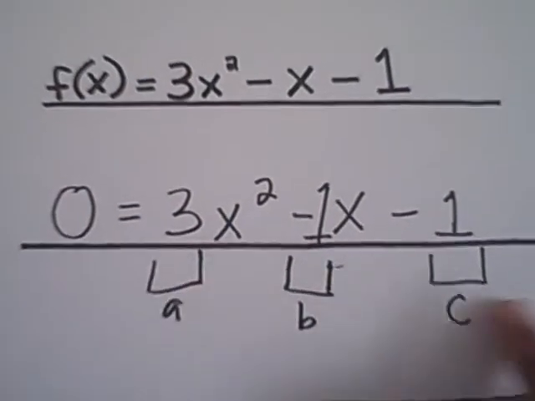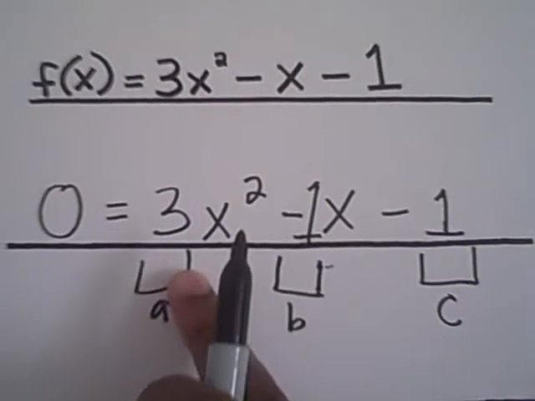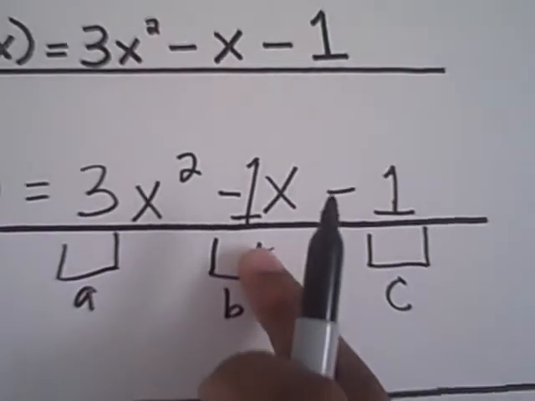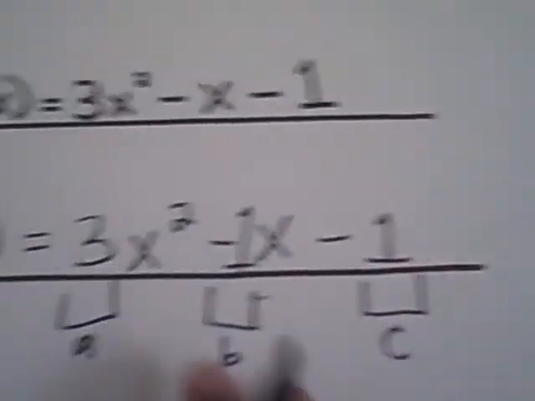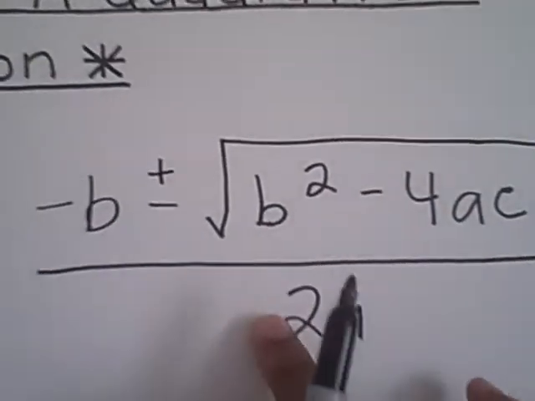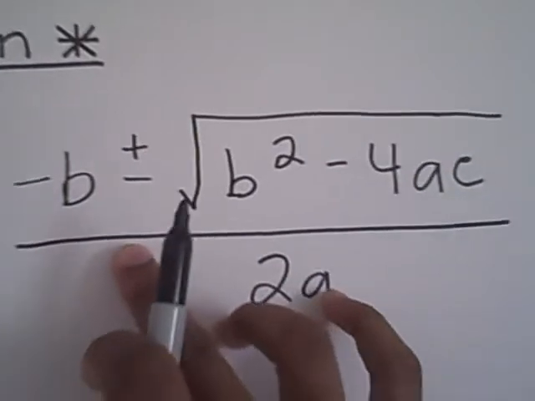Okay, so we have our equation. We have our a variable, which is 3, our b variable, which is negative 1, and our c variable, which is 1. We're going to take these three variables and plug them into our quadratic formula where they're supposed to be.